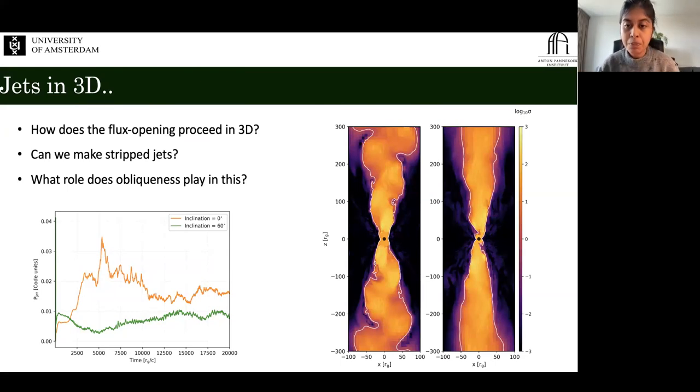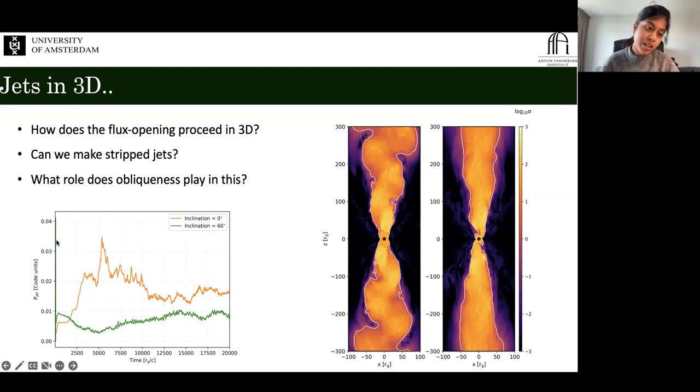So depending on the rotation of the star, if you are in a propeller regime, depending on the opening angle of the jet, we sometimes do see striped jets. Basically that means you have reconnection regions in the jet. And this can be pretty interesting in terms of the emission that you get from the jets. So we are still exploring under which conditions you would expect a striped jet, and we are trying to figure out how much of a role obliqueness plays in all of this.